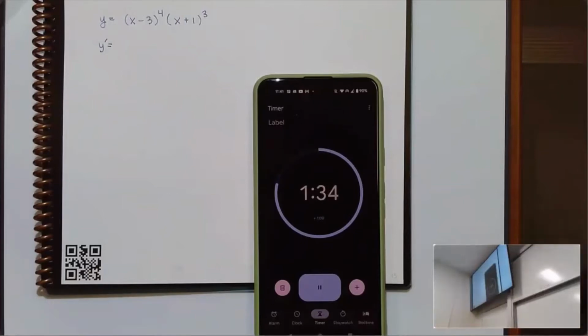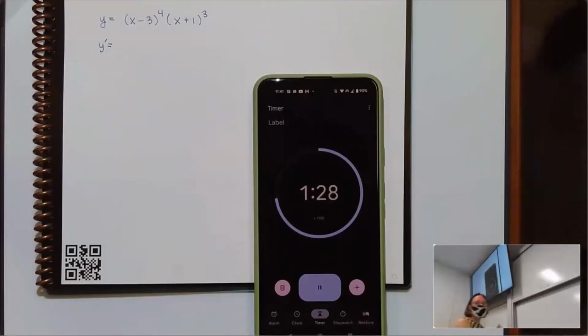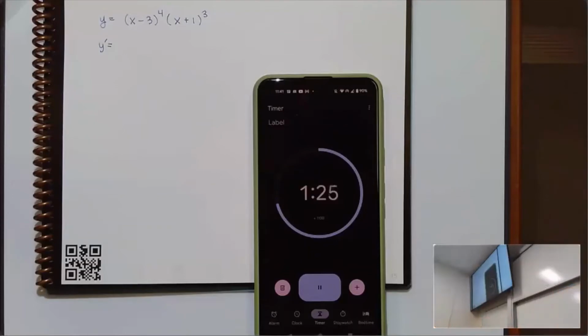And don't worry about trying to simplify it. We'll simplify it together. Just wanted to get a derivative. Maybe we don't need 2 minutes. I don't know.